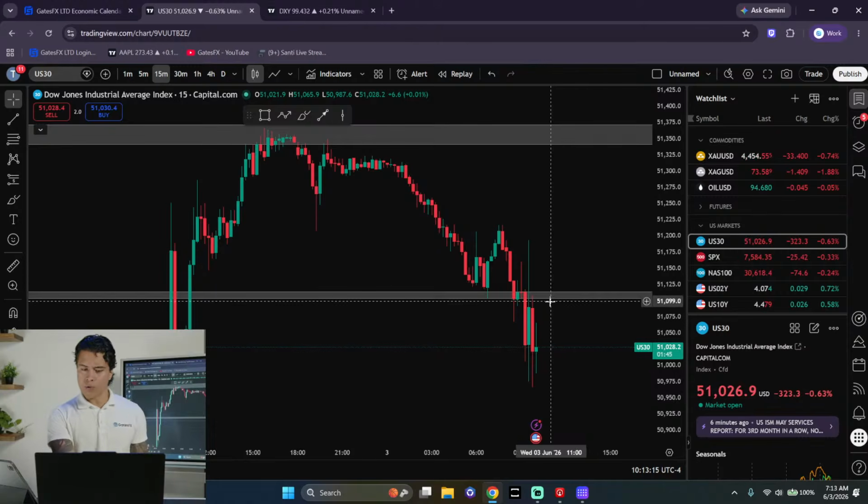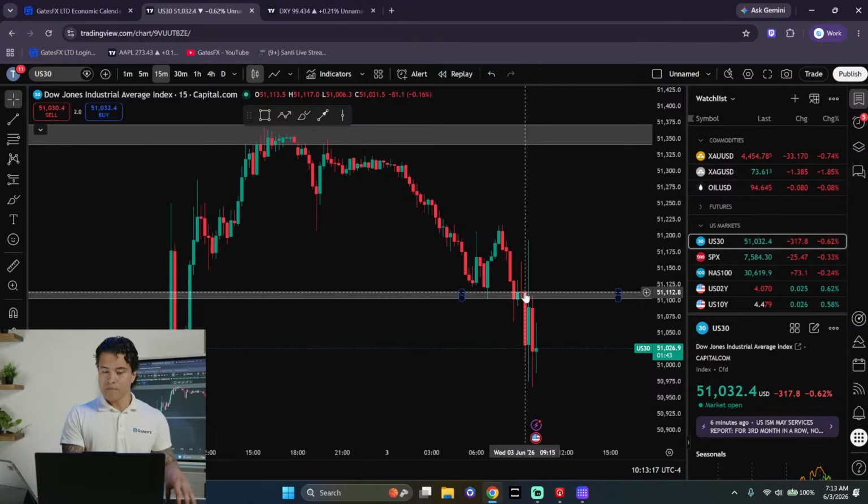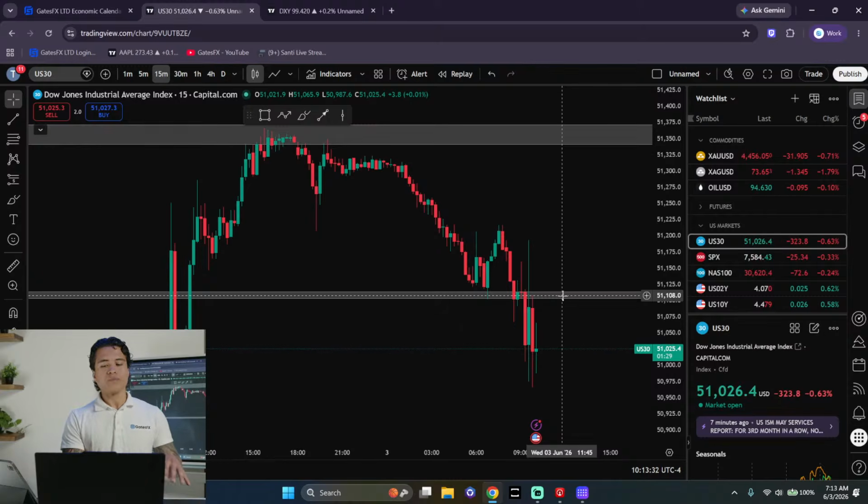US 30 went a little bit above, against our bias, but still, like I always tell you guys, it's not about being right or wrong. Just adapt to the market, to what the market gives you. Don't force setups. Don't force a bias. Follow the market for what it is. If that means you need to adapt and look to take other trades, do that. If that means your bias got invalidated and you can't take any trades, then do that.